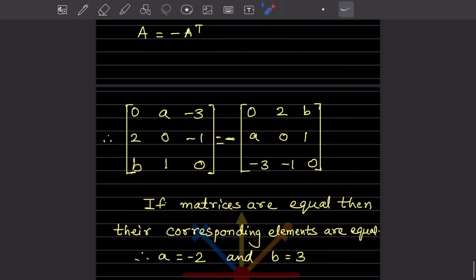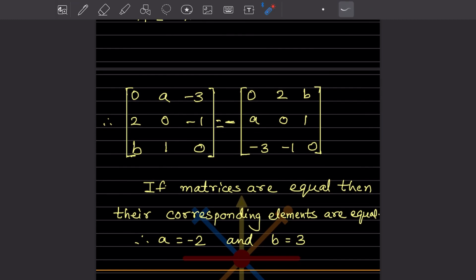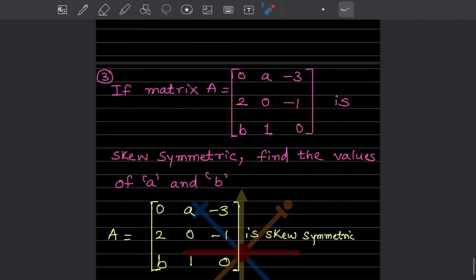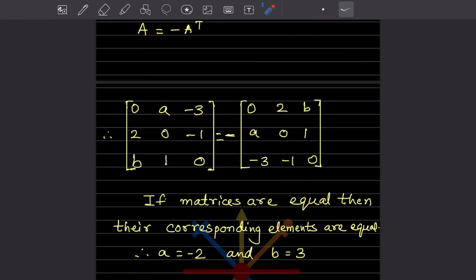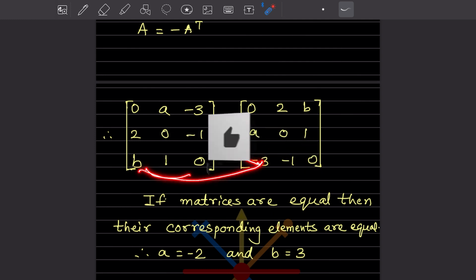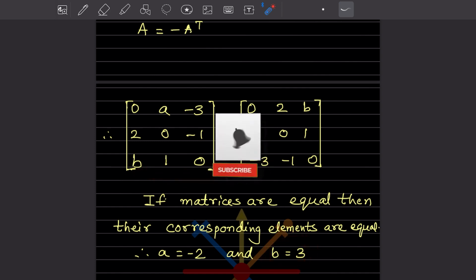Okay. So now what is the rule here? If matrices are equal, then the corresponding elements are equal. So what are we going to do? We want the values of A and B. So now from this, let us compare here. What is the value of A? Sorry, here A will be here. This is minus, right? So A is going to be minus 2. So we'll write here A is minus 2. And here B is minus of minus, see here, we are going to compare here. So minus of minus becomes plus 3. So B is plus 3.